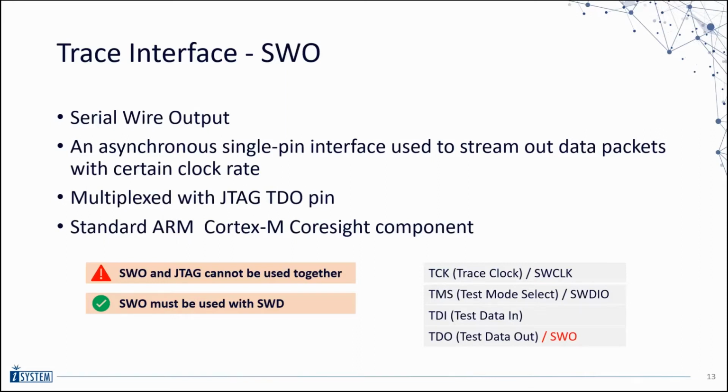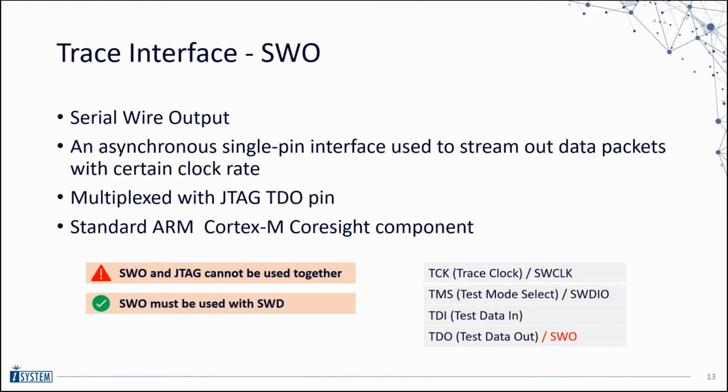SWO stands for serial wire output. It's an asynchronous single pin interface used to stream out data packets with a certain clock rate. Though clocking and finding a correct communication rate is a challenge, WinIDEA takes care of that. WinIDEA can calculate this data and it can be used directly. The catch with SWO is that it is mixed with TDO, and TDO is a part of JTAG, which is available on all the devices. Hence, you can consider it a ubiquitous interface.